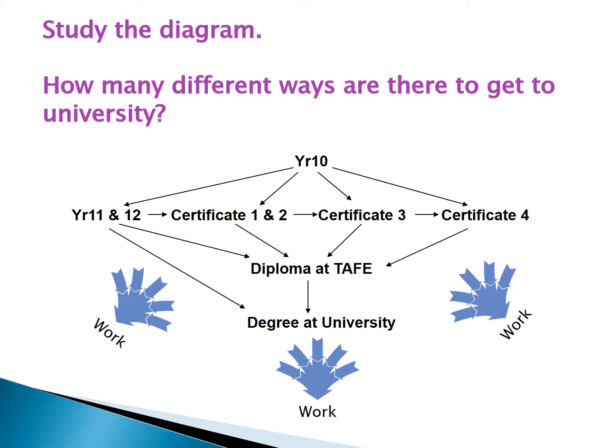So looking at this diagram, we're looking at how many different ways there are to get into university. You'll see from grade 10, there are quite a few different pathways to eventually get into the work of your choice. Just take a moment to have a look and see if you can count how many different pathways there are.